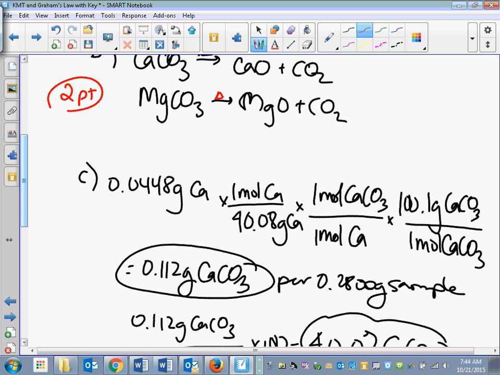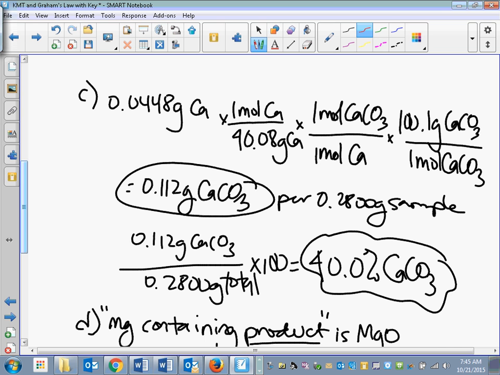The next question said it was also determined that the initial sample contained 0.0448 grams of calcium. What percent of the limestone was massed by calcium carbonate? So if you started off with this much calcium, and you know the calcium was in calcium carbonate, then I just went straight to calcium carbonate to figure out exactly how much calcium carbonate was in the original sample, showing all your work. Okay, I know it's tedious, but you can do it. Molar mass, mole ratio, grams of calcium carbonate gives you 0.112 grams of calcium carbonate.